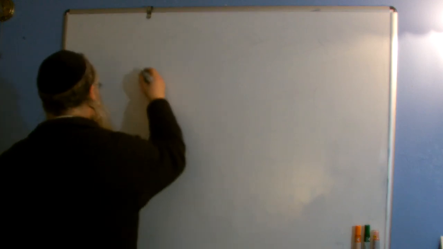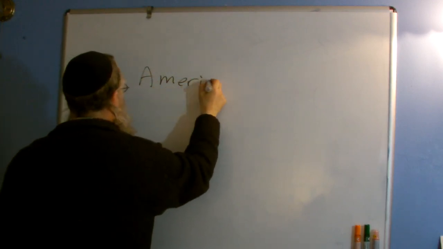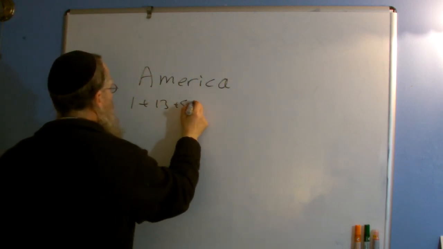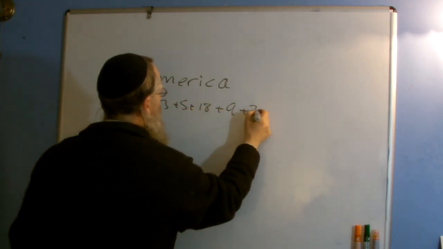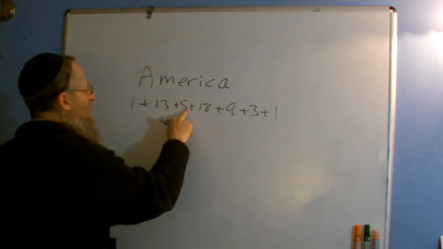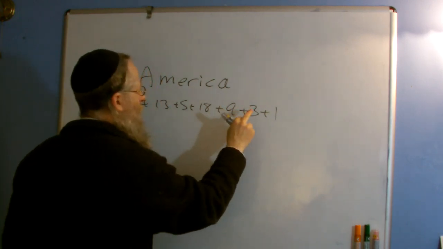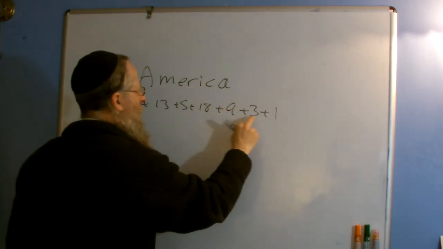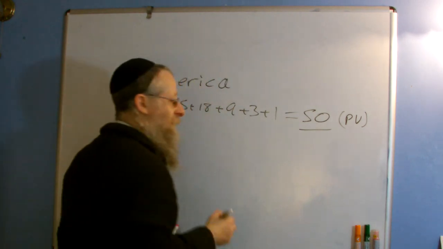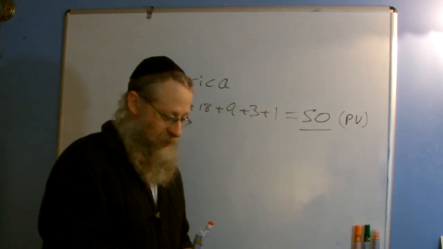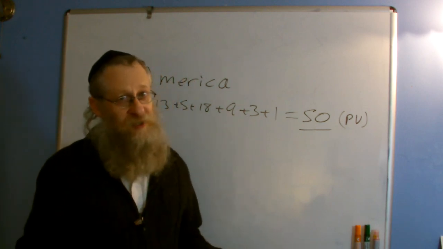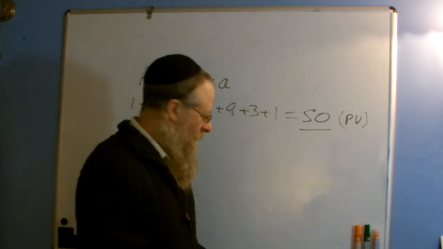And America is 1 plus 13 plus 5, doing this longhand so you can see it's true. Okay, 1 and 13 is 14, plus 5 is 19, plus 18 is 37. 37 plus 3 is 40, 9 and 1 is 10, 10 and 40 is 50. So the word America has a placement value of 50, and it has 50 states. Of course, they did it that way because they knew the gematria, and they decided, well, America equals 50, we've got to have 50 states. I mean, that's just obvious, but somehow, I don't think so.